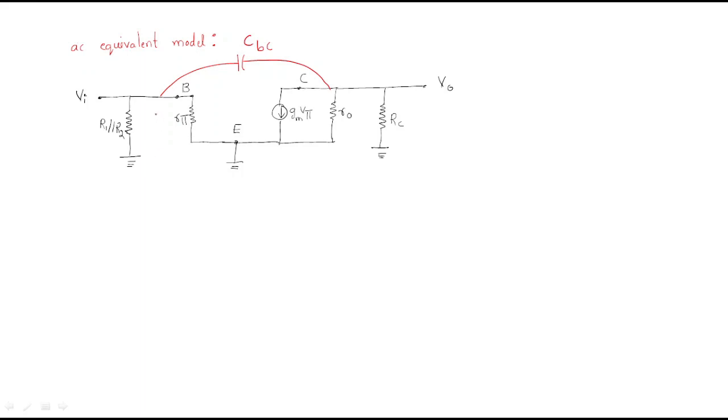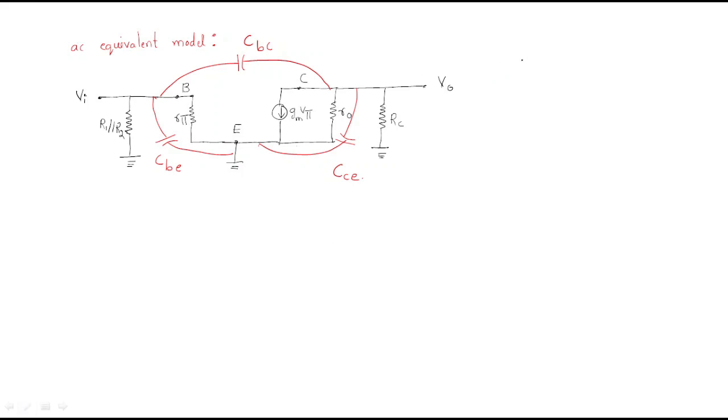And we have the capacitance between base and emitter. And another capacitance is there between collector and emitter, that is C and E. These are the capacitances. So we can name it like this.